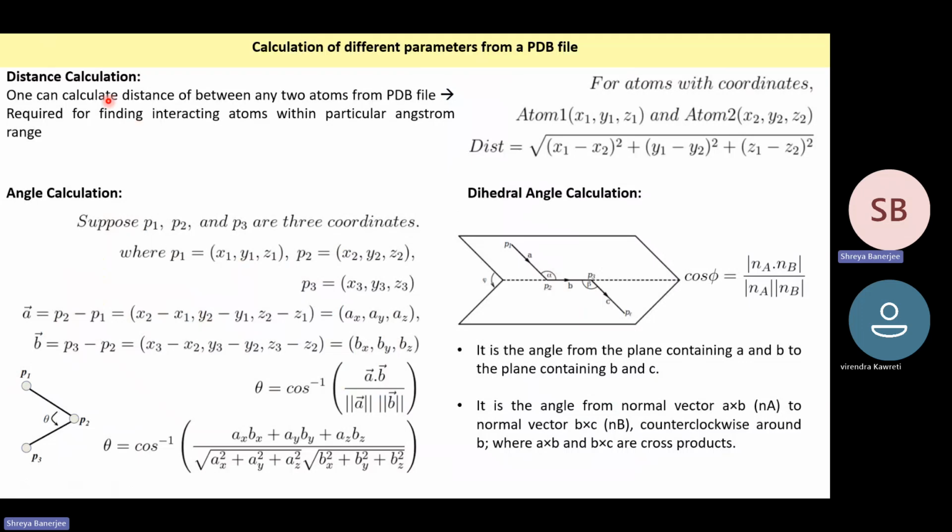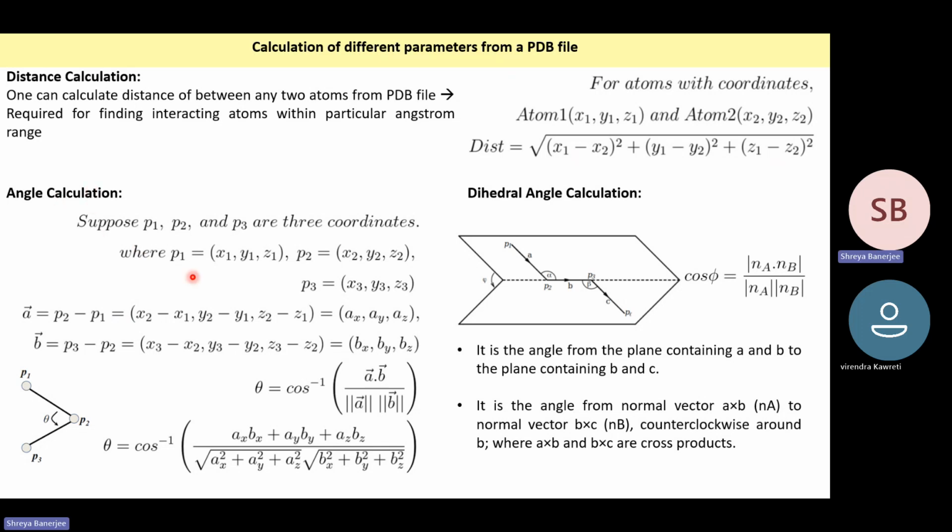Now, when we know the X, Y, Z coordinates from a PDB file, we can use them to calculate the distance between 2 atoms, the angle between 3 atoms, or even the dihedral angle between 4 atoms. So suppose you have 2 atoms, X1, Y1, Z1 and X2, Y2, Z2. You can use this formula to calculate the distance between the 2 atoms.